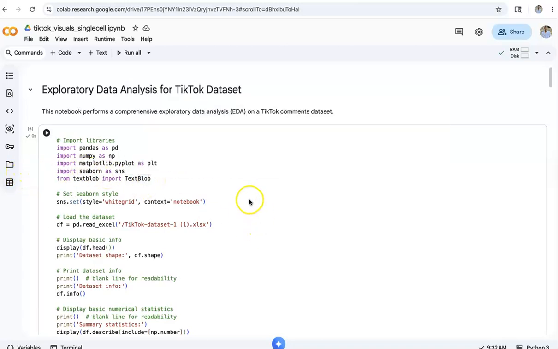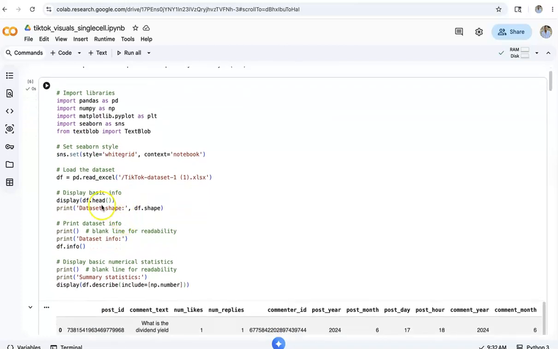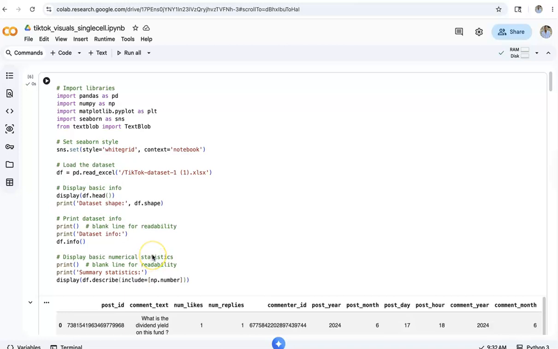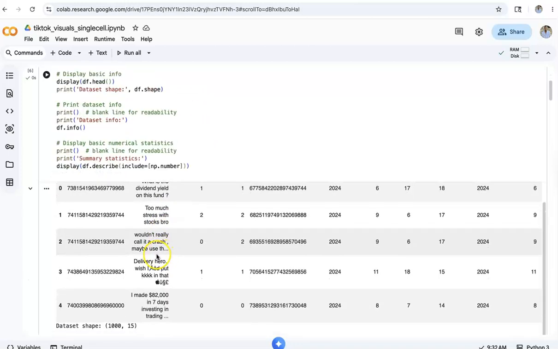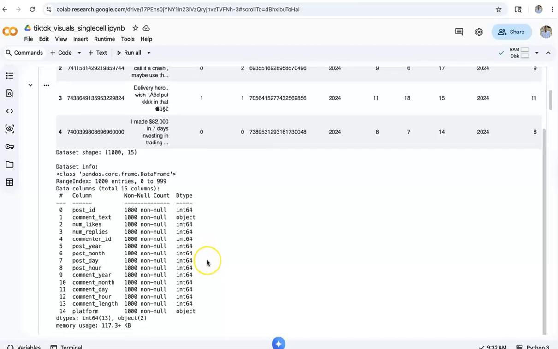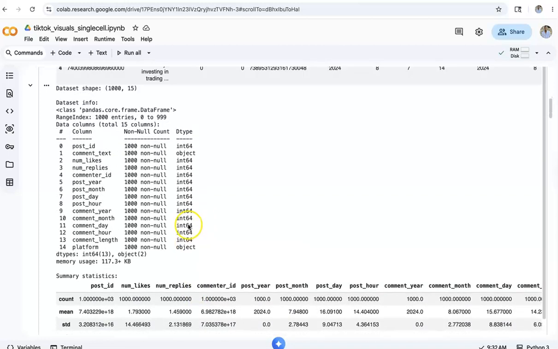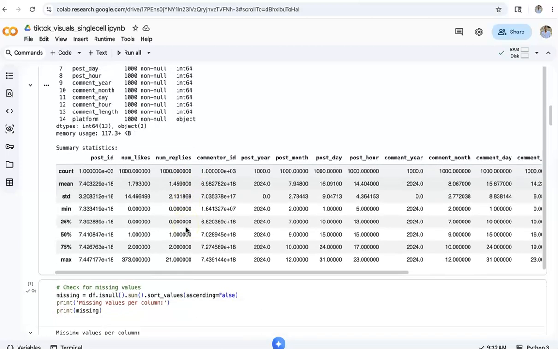First, I imported the main libraries used in this notebook, which were pandas and numpy for data handling, matplotlib and seaborn for visualization, and TextBlob for sentiment analysis. After loading the dataset, I displayed basic information about the data. I proceeded to check the data types and also display the summary statistics about the dataset. If we go down, this is the execution of the code, and we can see the data types over here and the summary statistics about the dataset.